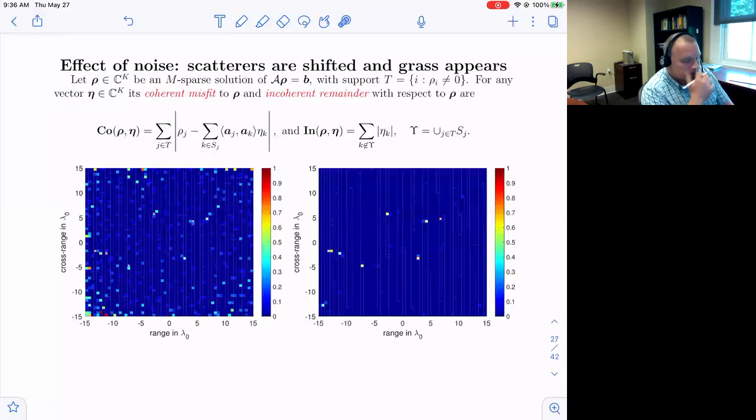And here is a result that says what happens with the image at the end of the day. You either have a little bit of grass, and the positions of the scatterers could move a little bit. These two things you can characterize by the incoherent remainder, that's a little bit of grass over here, and the fact that you move your scatterer a little bit, the coherent misfit, how much you move your point. And the claim is that both these quantities could be controlled.